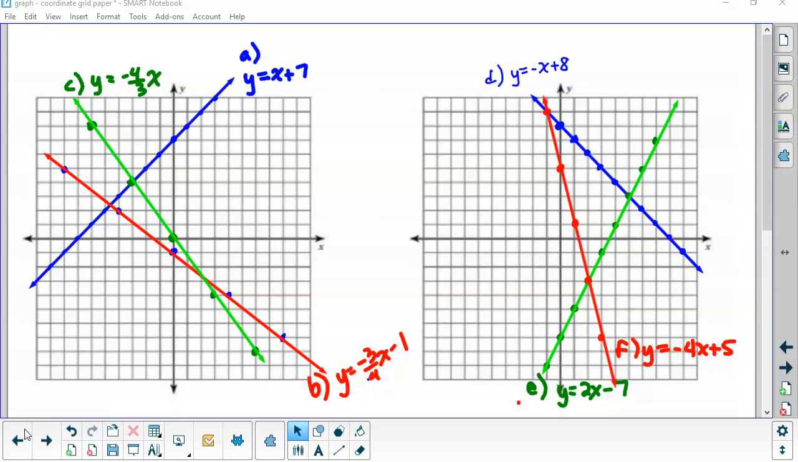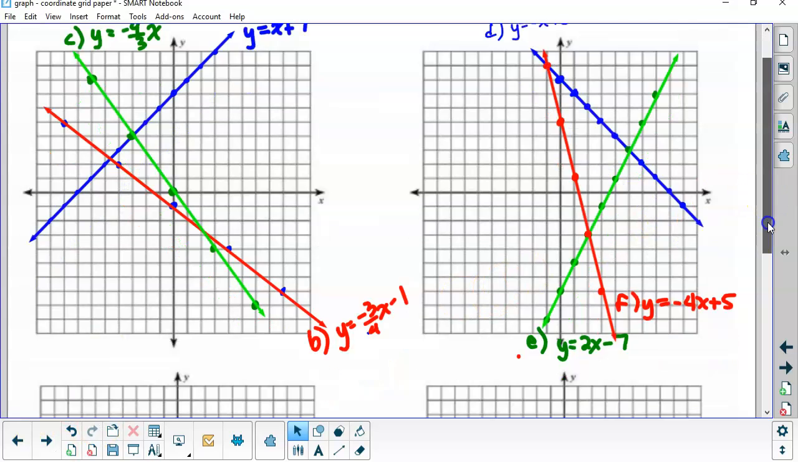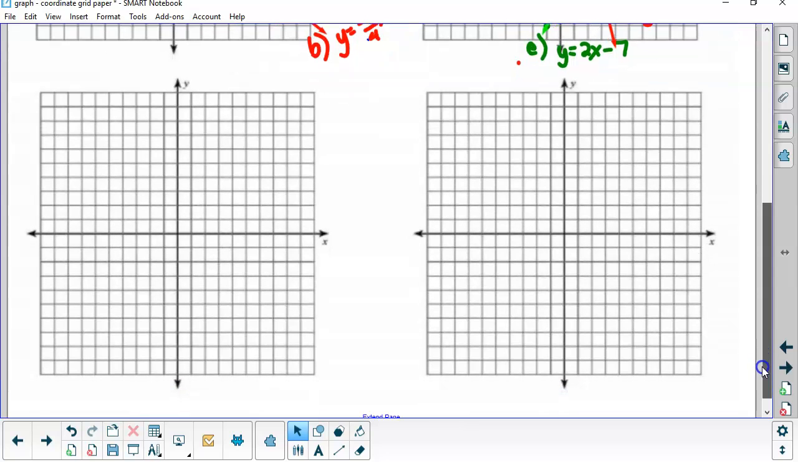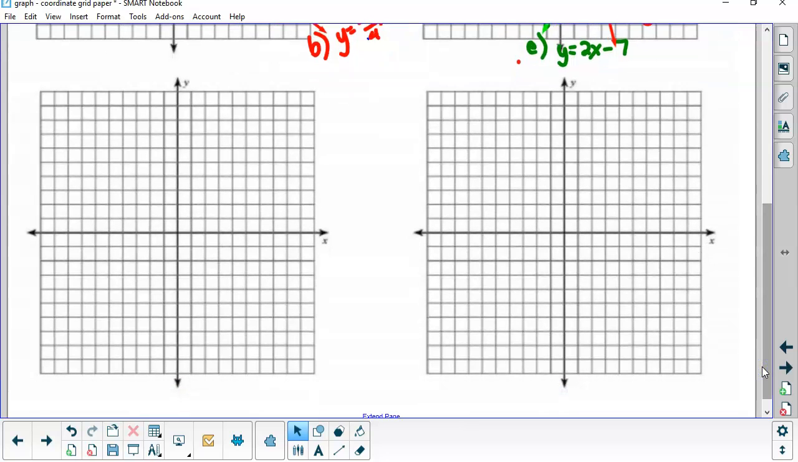So there's D, E, and F. Check them on your page, and then we'll do the last ones. G is y-intercept of 2, slope of 1/4, 1, 1, 2, 3, 4, or down 1 to the left 4.